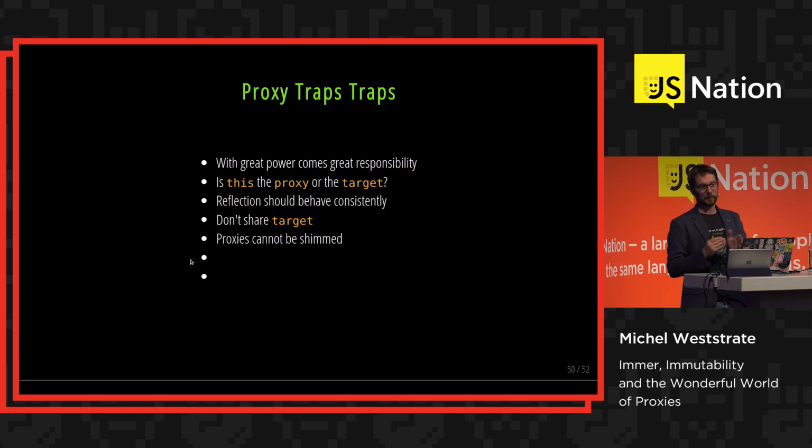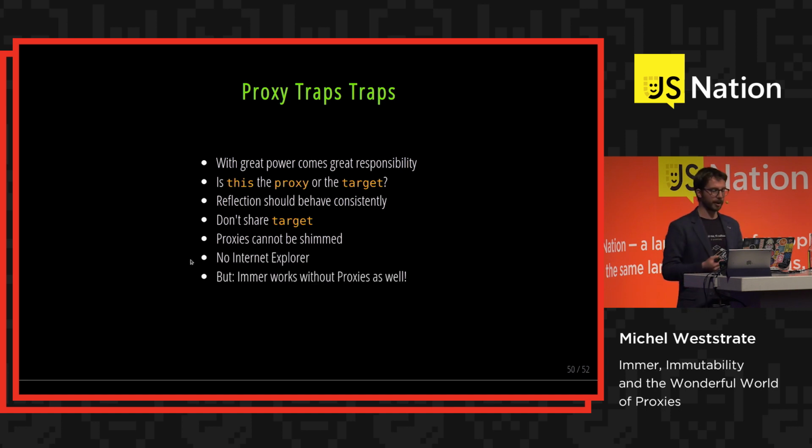So they are a trap because they're also quite dangerous. They can make code very confusing very quickly. For example, if reflection doesn't behave consistently with how you implement it, people get really confused. Like, I can access a property, but it doesn't show up if I loop over it. What is happening here? It's easy to get the whole this thing wrong. Also, proxies cannot be shimmed, so in general you cannot use them in Internet Explorer, for example. Although Immer actually has a fallback mode, which does work over there. So proxies are quite dangerous tools to use. I mean, they're really powerful and really easily abused.